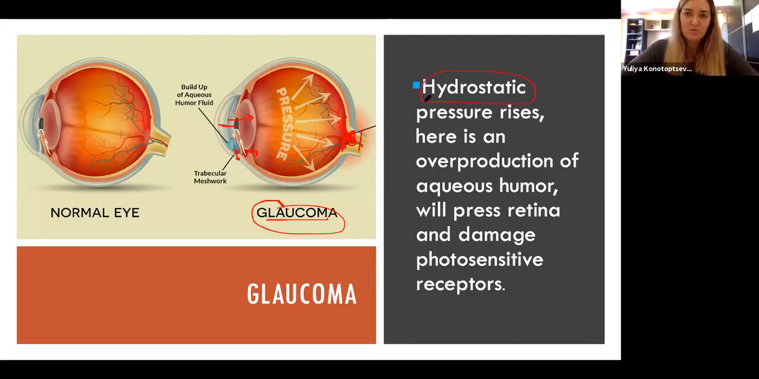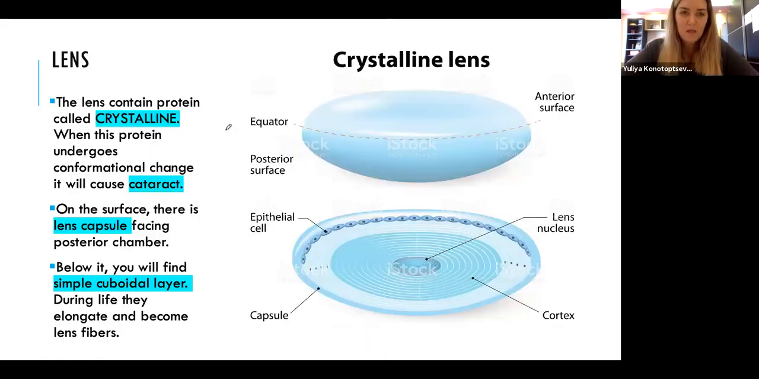Hydrostatic pressure, right? So that's the most important thing. So aqueous humor is not very proteiny. It doesn't have much proteins in it. So when it builds up, it causes a rise in hydrostatic pressure. There's too much of it.